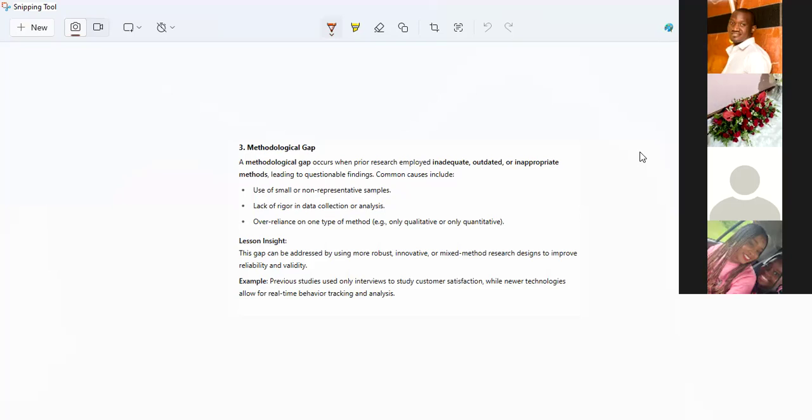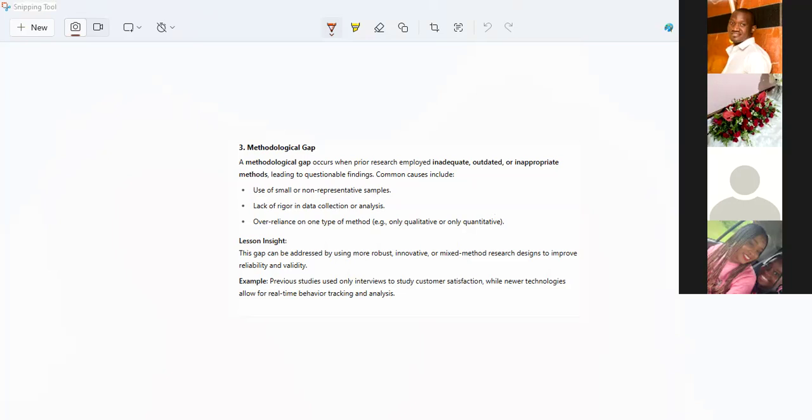This could have been leading to questionable findings. It's common. So you have a small sample that wasn't representative, there wasn't any rigor in data collection, or you over-relied on one type of method, either qualitative or quantitative. You engage yourself in what is called methodological gap. So this gap is addressed by you using more robust and innovative or mixed approaches.